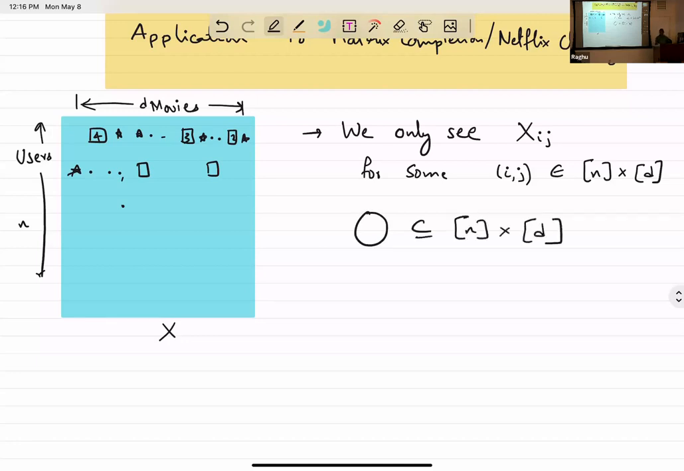And, as I said, in the original scenario, you had almost like 1% of the entries that you see. So 0.01 fraction is what you see. You can even imagine in each row, you have about 1% of the entries that are revealed to you. It's a tiny fraction compared to the actual size. And your goal is to complete the missing entries.